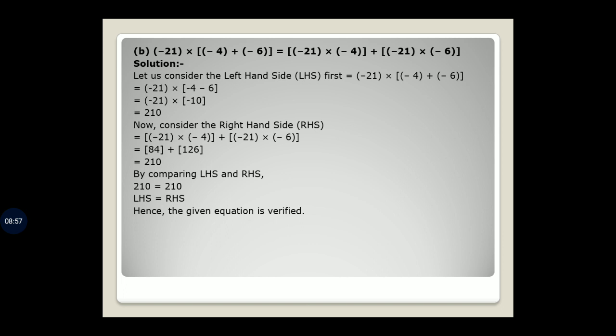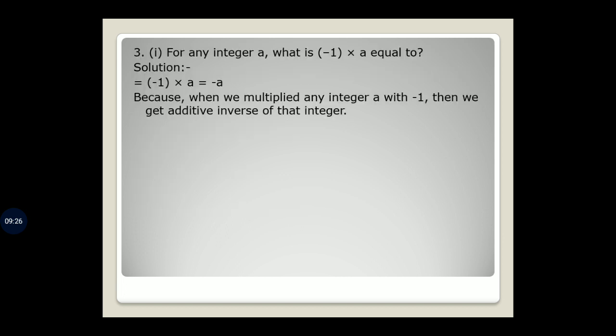Now consider the right hand side of the problem, that is minus 21 into minus 4 plus of minus 21 into minus 6. Minus 21 into minus 4 gives you 84 and minus 21 into minus 6 gives you 126. That is 84 plus of 126 is 210. By comparing LHS and RHS, both are same.